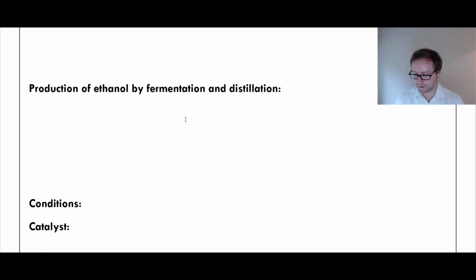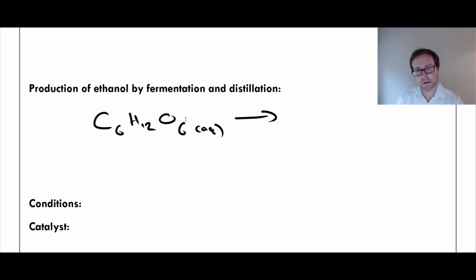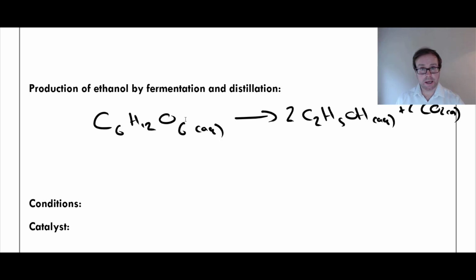So production of ethanol by fermentation and distillation. So we can produce ethanol by using glucose to produce ethanol plus carbon dioxide. So this fermentation process is basically how you make your drinking alcohol.